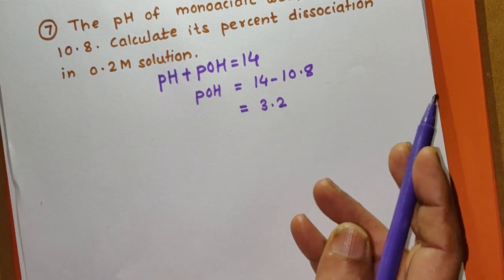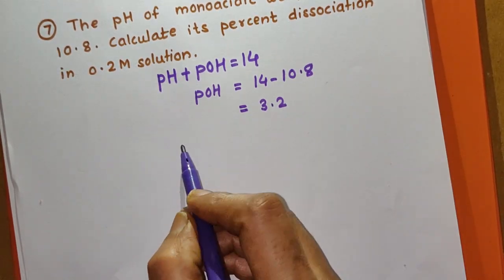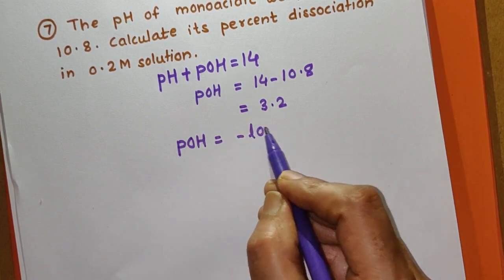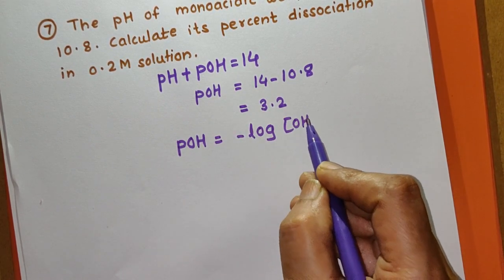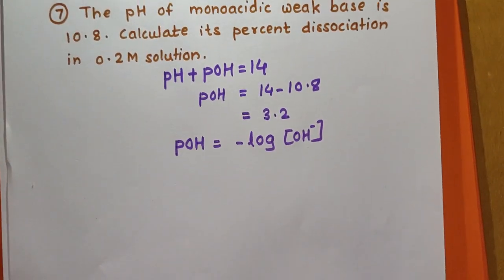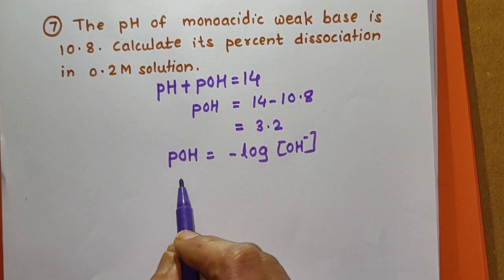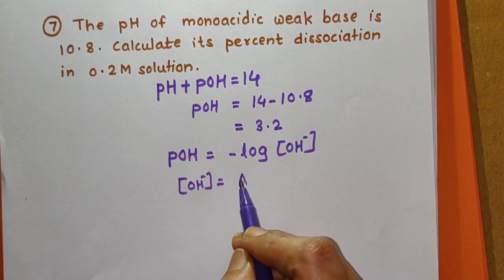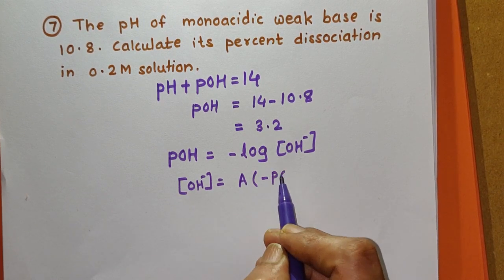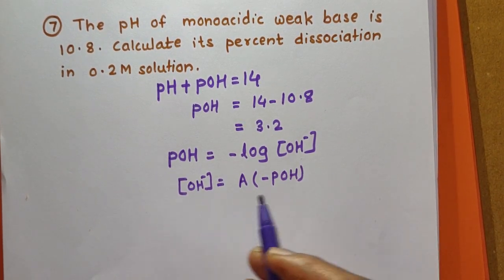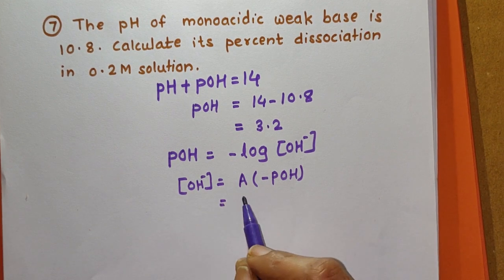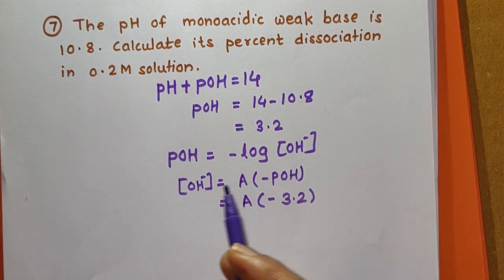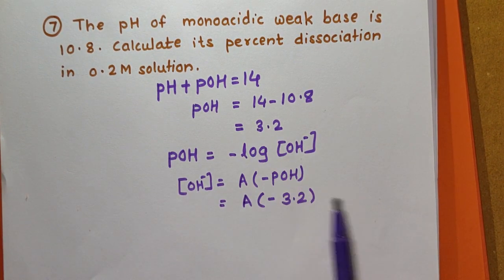Now we have to calculate concentration of OH minus ion. Again the same formula is used. pOH is equal to minus log of concentration of OH minus ions. Now concentration of OH minus ions is equal to anti-log of minus pOH. Same formula as pH and pOH. Now here anti-log of minus 3.2. Concentration of OH minus is equal to anti-log of minus 3.2.